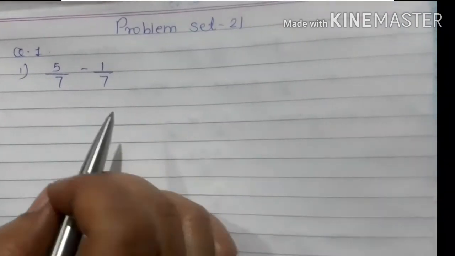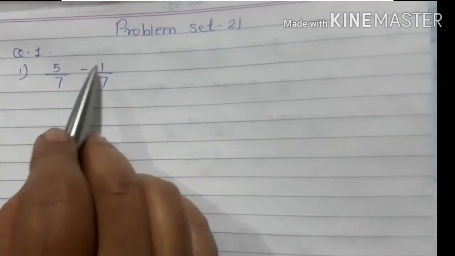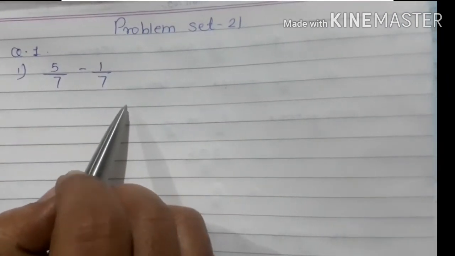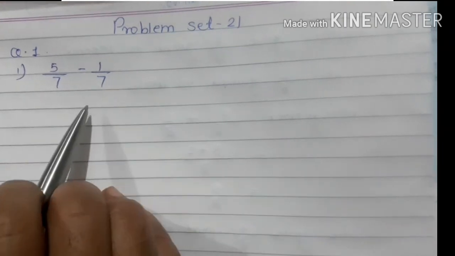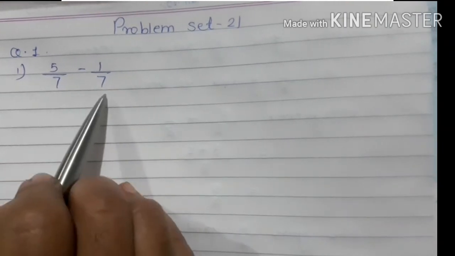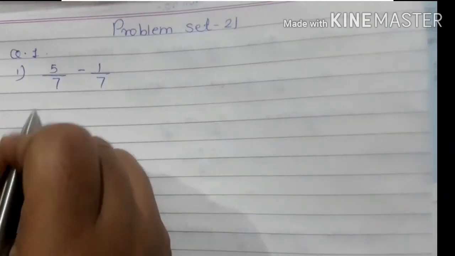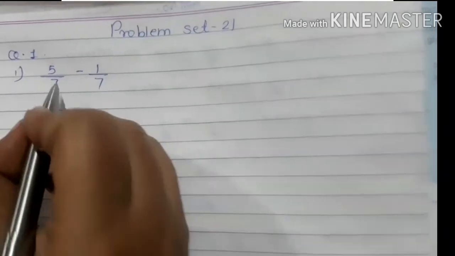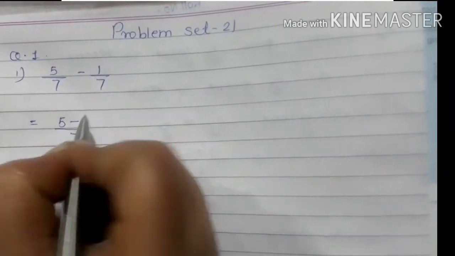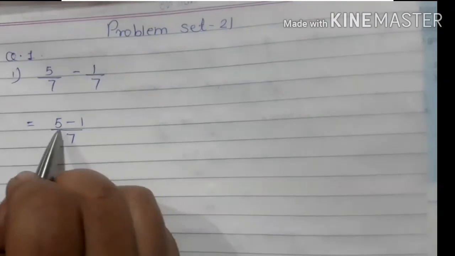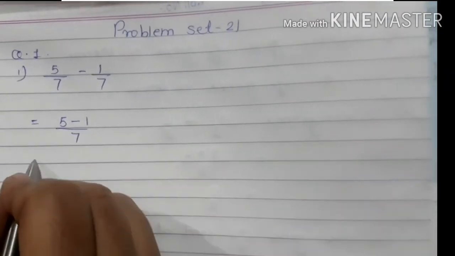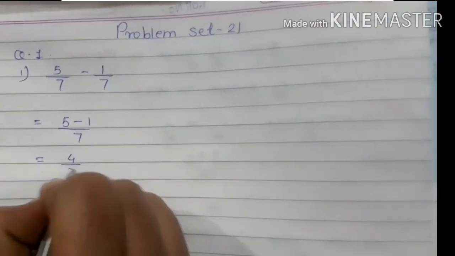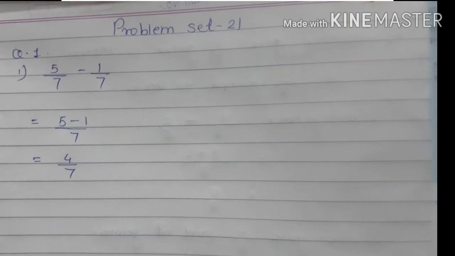See the question 1. 5/7 minus 1/7. Subtraction we have to do. First observe the denominator. Both are same? Yes. So as it is same, we have to write it one time. Okay. And now 5 minus 1. The numerator subtraction we have to do. 5 minus 1 is what? 4. So the answer of this subtraction is 4/7.